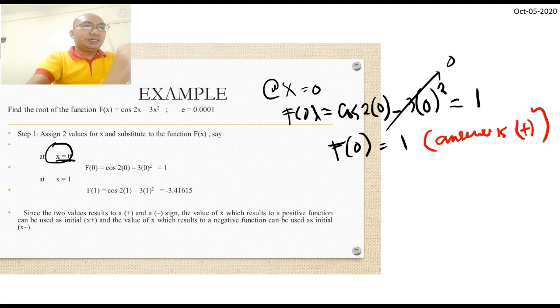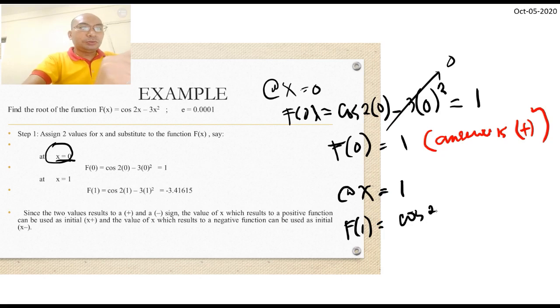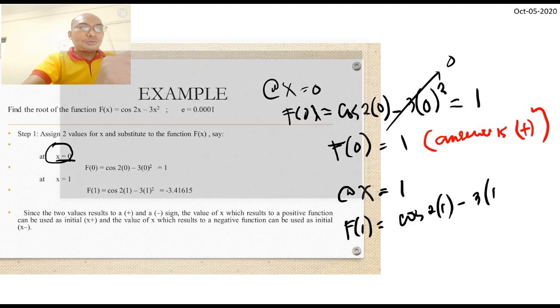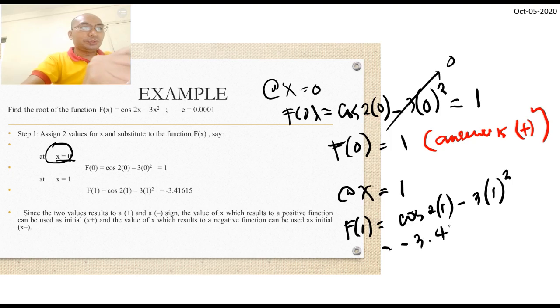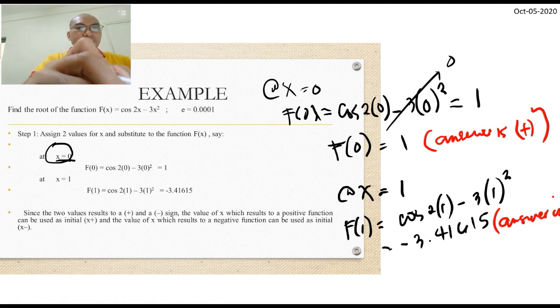Again, we will assign another value for x, at x equal to 1. So function of 1 will be equal to cosine of 2 times 1 minus 3 times 1 squared. The answer is negative 3.41615. And here take note that the answer is negative.